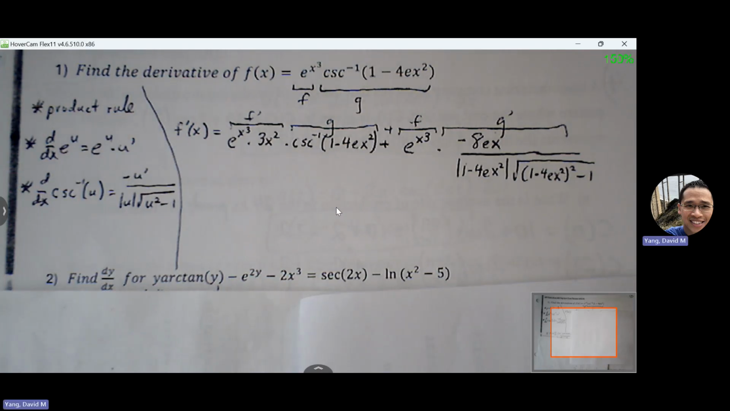All right, what do you see for number two? We just have to find the derivative here. Oh, yeah, implicit, product rule. Implicit and product rule, okay. How many dy dx's? Three, yeah. We have three dy dx's.